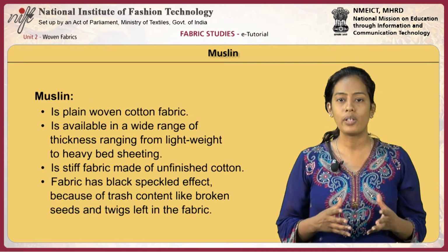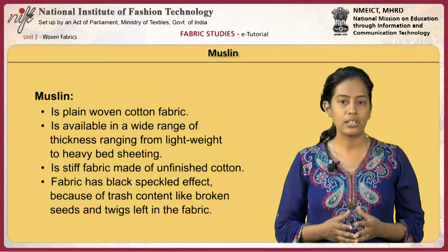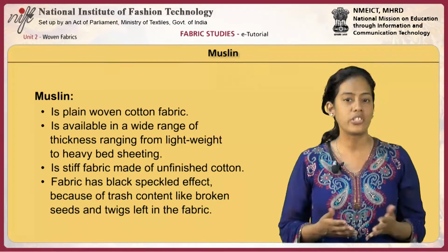Muslin is a plain woven cotton fabric. It is available in a wide range of thickness ranging from lightweight to heavy bed sheeting.